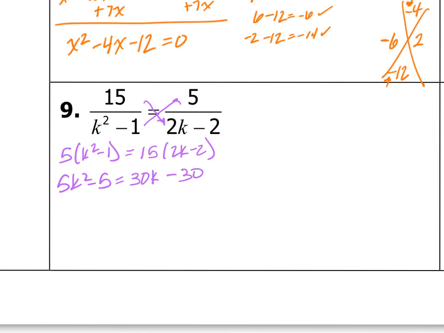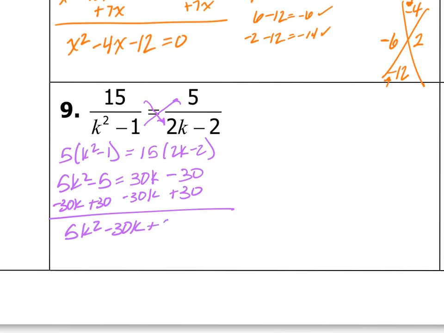Okay. So now we want everything on the same side of the equal sign. So I'm going to subtract 30k and add 30. So I get 5k squared minus 30k plus 25 equals 0. And if you look at it, 5 goes into every single one of those. So I'm going to divide everything by 5. Okay, so my equation becomes k squared minus 6k plus 5 equals 0.